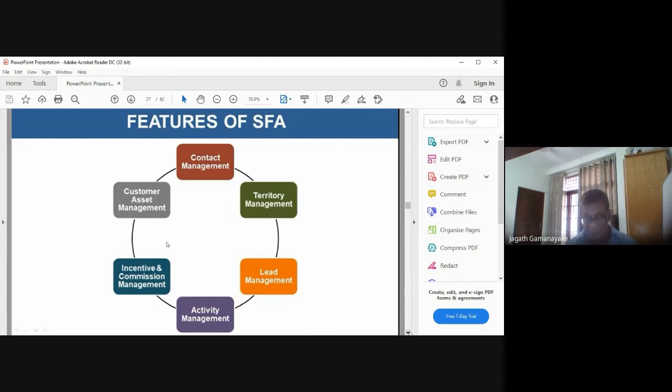Then customer asset management. Customer asset management means maintaining certain data about the customer and their past purchases, and it can be used by the sales team to extract the relevant information, and you can make use of it to do some cross selling, upselling, or deep selling.